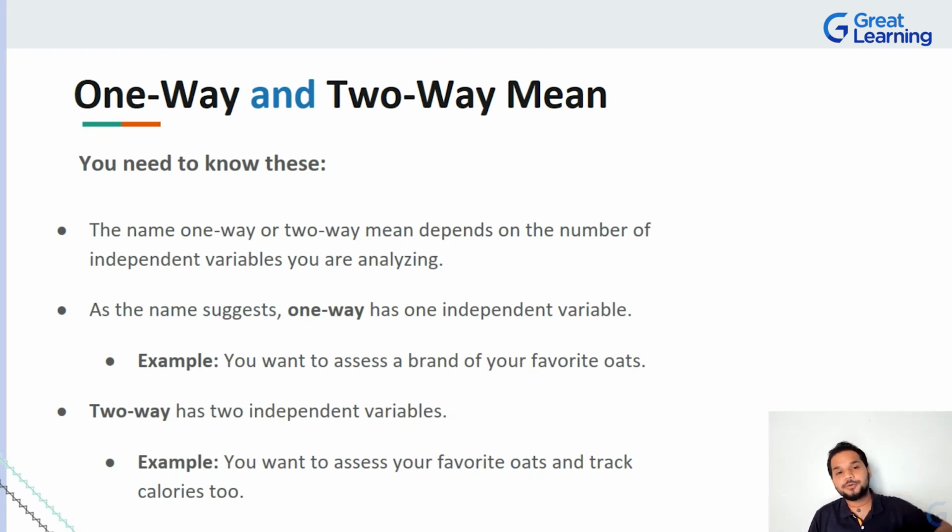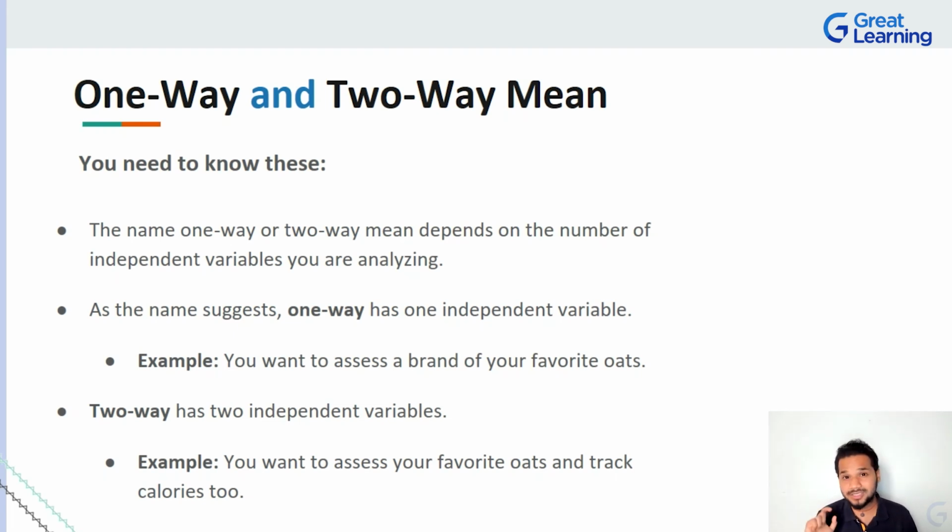Now, what happens in two-way mean is that here we have two independent variables that you have to think about, right? Previously, you just thought about maybe the brand, but now you say, hey, I also want to look at the number of calories that each of these brands worth of oats is giving me, right? Maybe one brand is giving you a large amount of oats, but its calorific value is very less. So it's probably a bit more healthy if you're looking forward to losing weight or something. But the other one, maybe it's slightly higher in its calorific value. So you want to understand all of that.